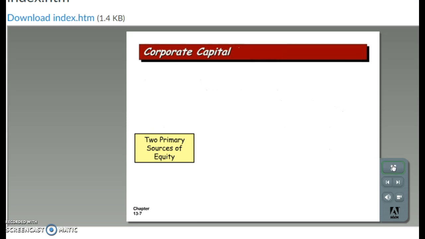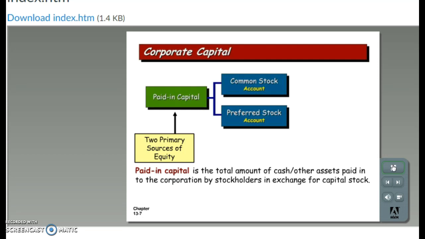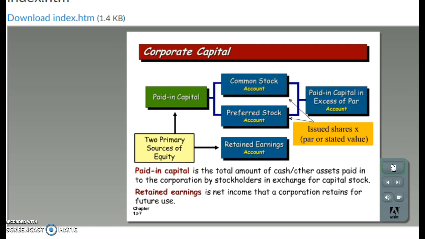There are two primary sources of equity. One source of equity is paid in capital, which represents the amount received from the issuance of a company's stock. There are two types of stock, common stock and preferred stock. The amounts recorded to these two accounts are calculated by multiplying issued shares by the par or stated value. Amounts received over the par or stated value are recorded into the paid in capital in excess of par account. The second source of equity is the retained earnings account that reflects net income that a corporation keeps or retains in the business.